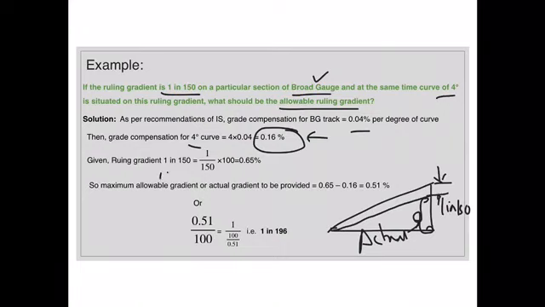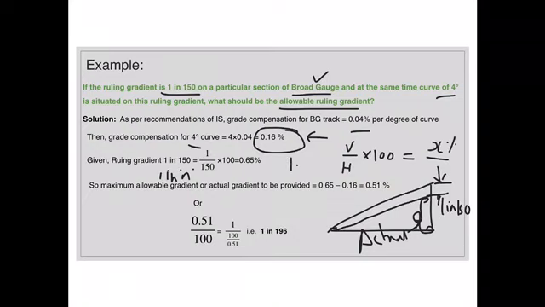The gradient is given in terms of 1 in n, so convert that into a percentage first: vertical divided by horizontal multiplied by 100. That converts the grade from 1 in n to x percent. So the percentage gradient to be provided is 0.65%. Now this 0.65% needs to be reduced by 0.16%. That's the grade compensation.